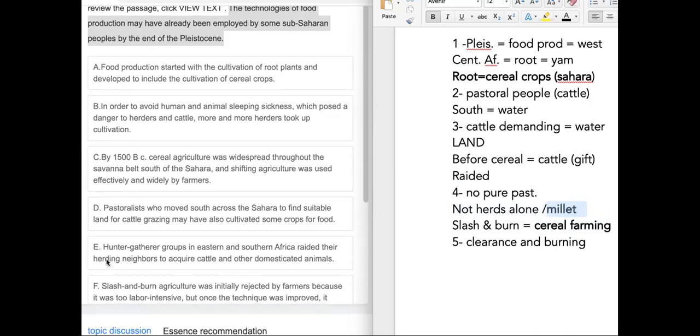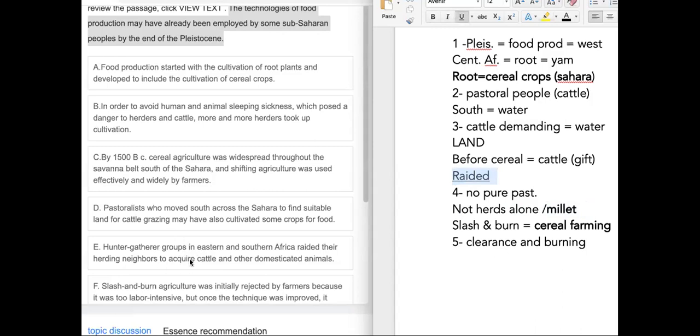Hunter-gatherer groups in Eastern and Southern Africa raided their herding animals to acquire cattle and other domesticated animals. Okay, so the raiders were mentioned, right? But it was at the end of a paragraph, at the end of paragraph 3, that was mentioned. But I just want to be aware of this.